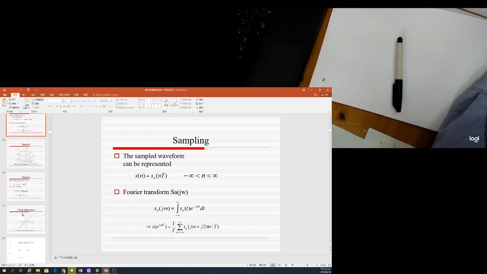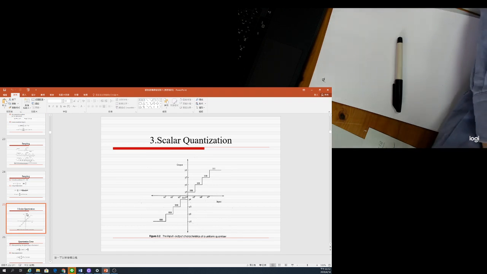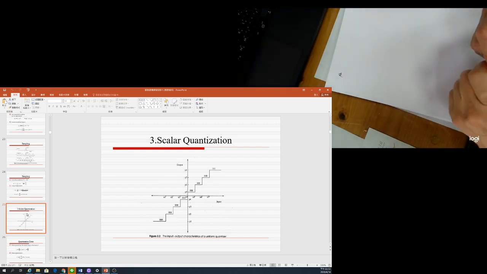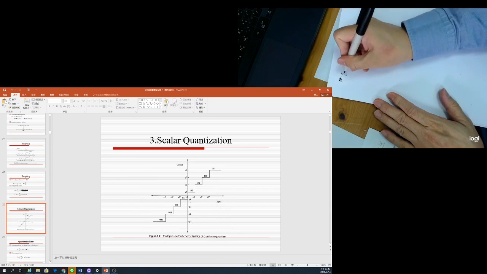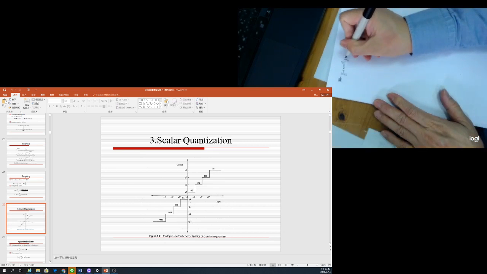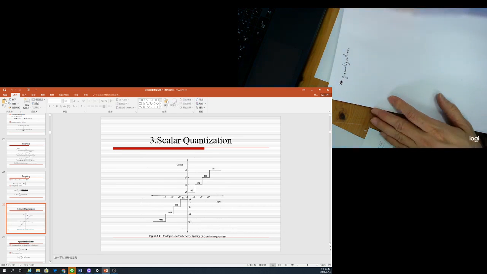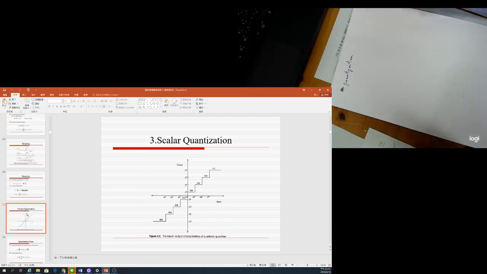First one, sampling theory is easy. So we first consider the scalar quantization. Scalar quantization means we are trying to reduce the data. If you quantize, you will reduce the data. Quantization is like a volume reduction, and then you have some label.